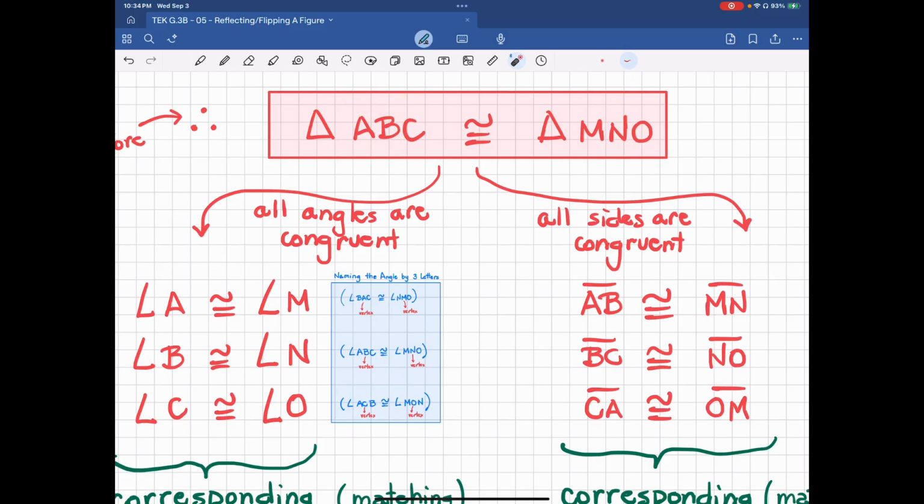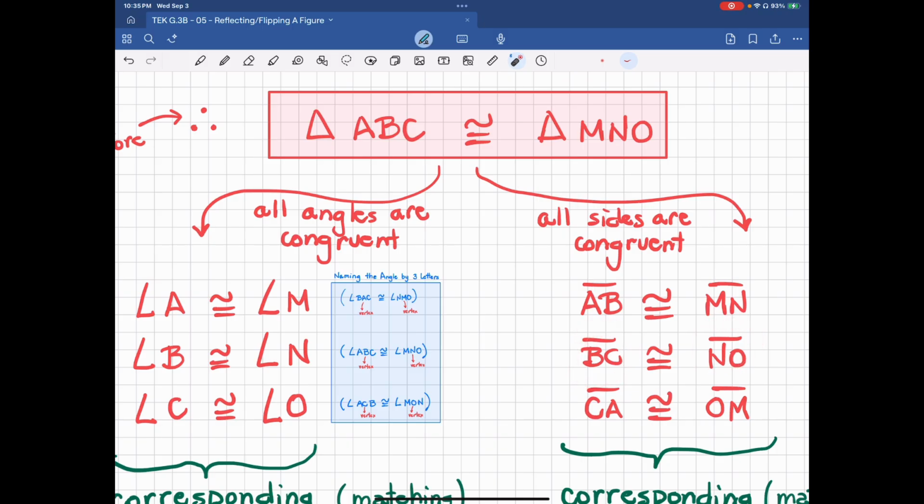Notice that I wrote that they were line segments. So I put that little line segment symbol above the AB and above the MN. You know that segment BC has to be congruent to segment NO. How did I know that? These are your last two letters. These are your last two letters. So they have to match up because they're corresponding vertices. So look at this. BC and NO are congruent.